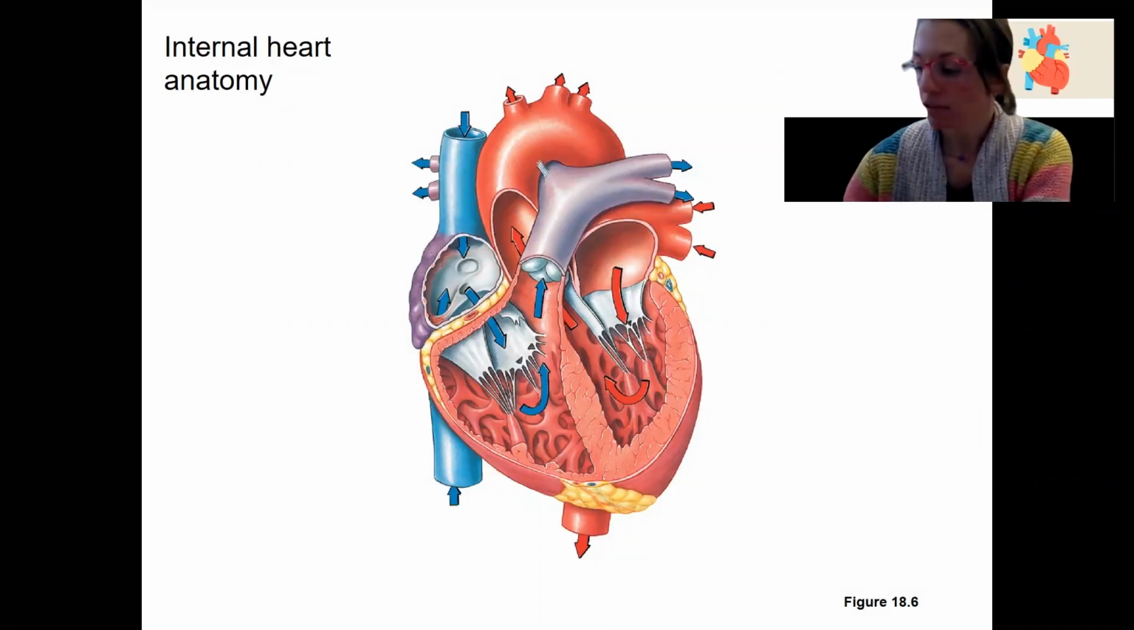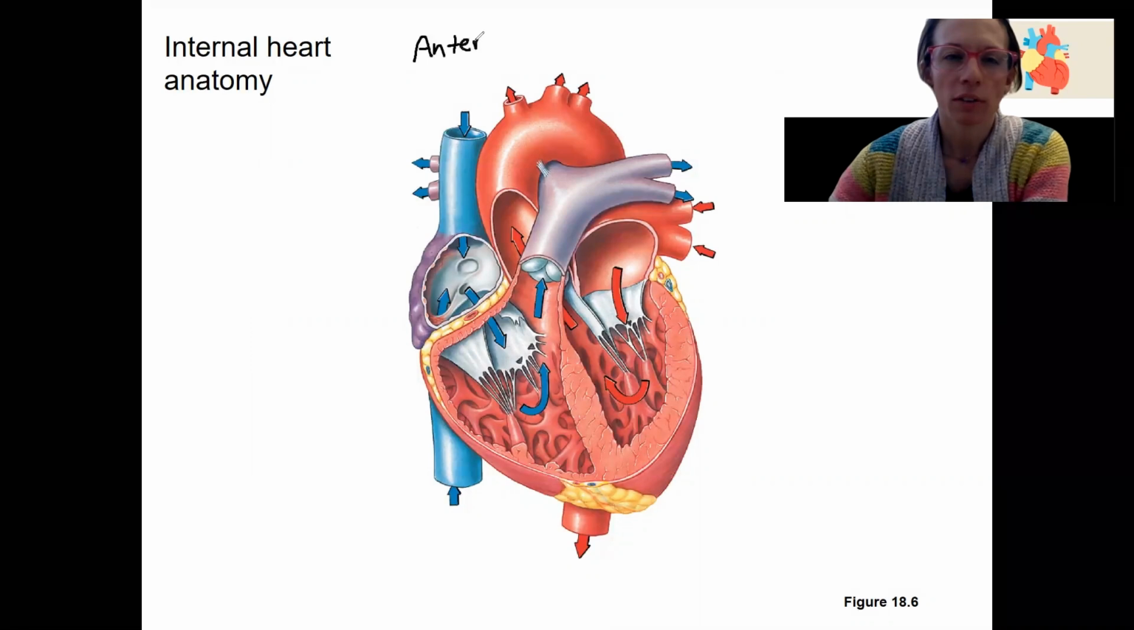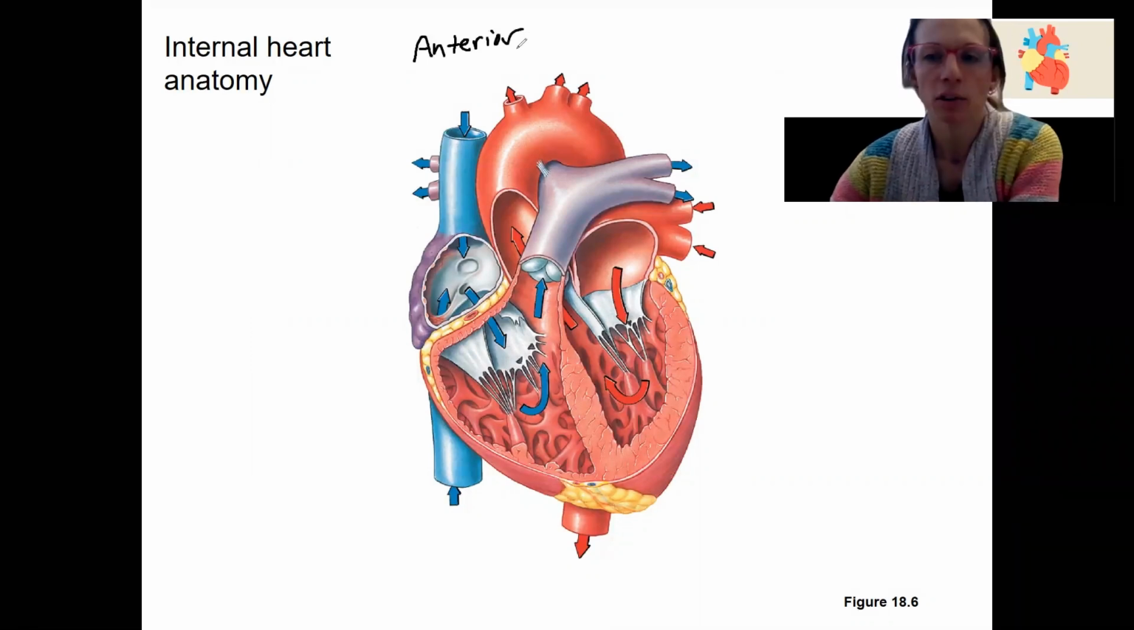Let's cut the heart in half and look at the internal heart anatomy. So here it is, and this is an anterior view. When you're given a picture of the heart cut in half, typically it is the anterior view. However, we're going to be looking at cow hearts in lab. You've got to be able to learn to identify front and back.